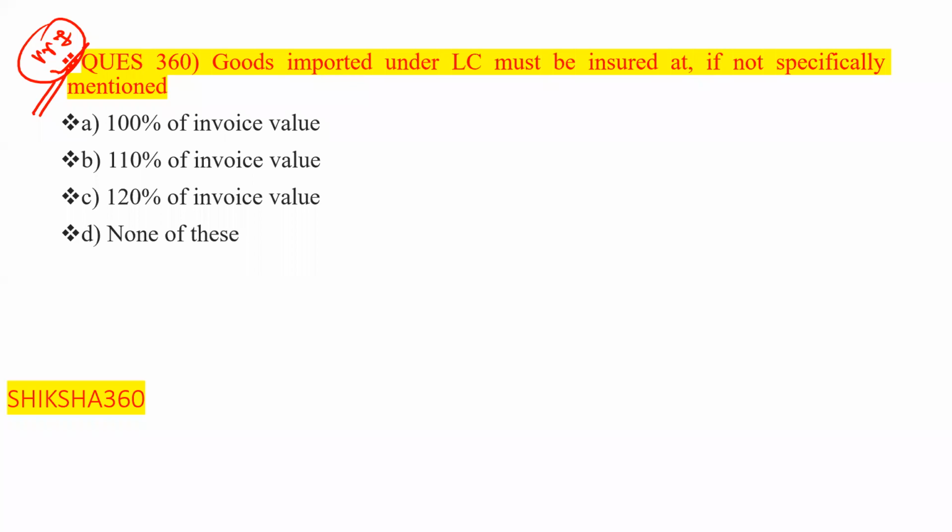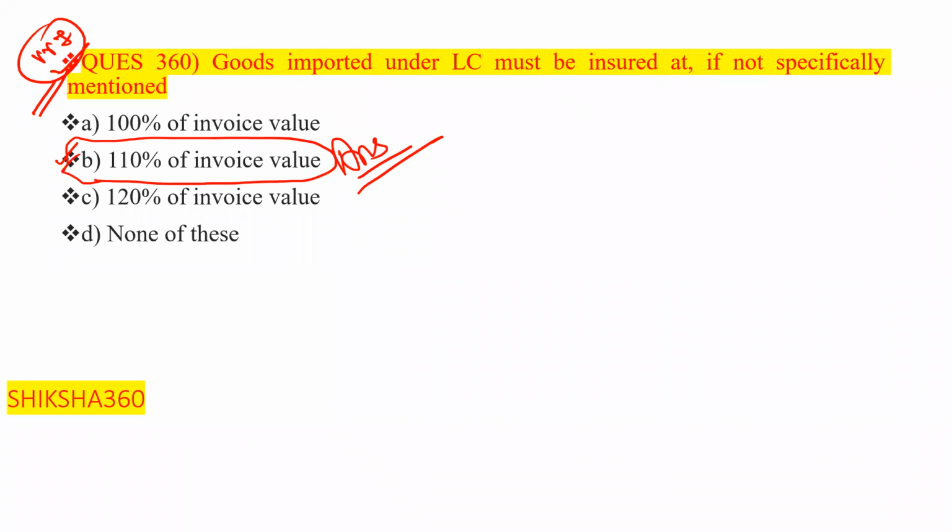First is 100% of the invoice value, second 110% of the invoice value, third 120% of the invoice value, or option D, none of these. So the correct answer here is option number B, that is 110% of the invoice value. This is our answer.